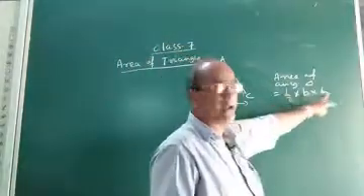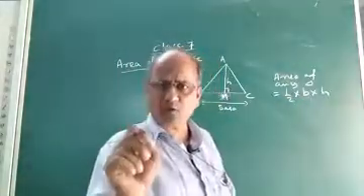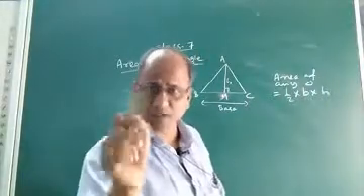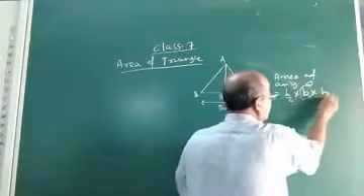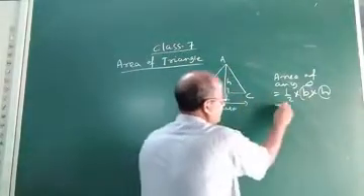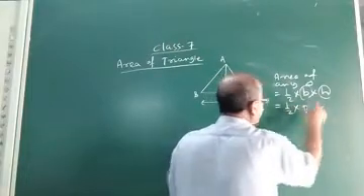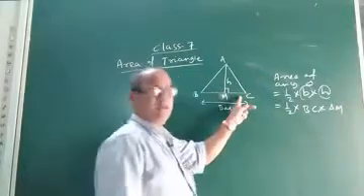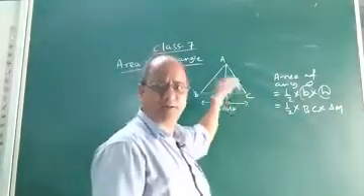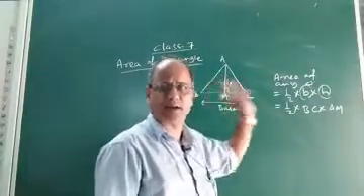So if the length of base and height are given, you can easily use this formula to calculate the area. One thing we have to keep in mind: what is the base here? In this particular figure, base is BC, half into BC, and which is the altitude or height? It is AM. That means if the length of BC and the altitude AM are given, you will use this formula to find the area of any general triangle.